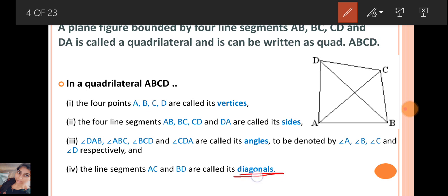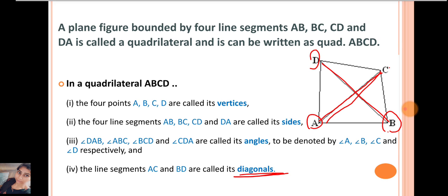Now the next and the last part is diagonals. So diagonals means what? The opposite vertex. You need to join the opposite vertex of the quadrilateral. So what is the opposite vertex of A? C. So join AC. This will be one diagonal. What is the opposite vertex of B? Obviously D. So join these two lines. These are the two diagonals in the quadrilateral ABCD.